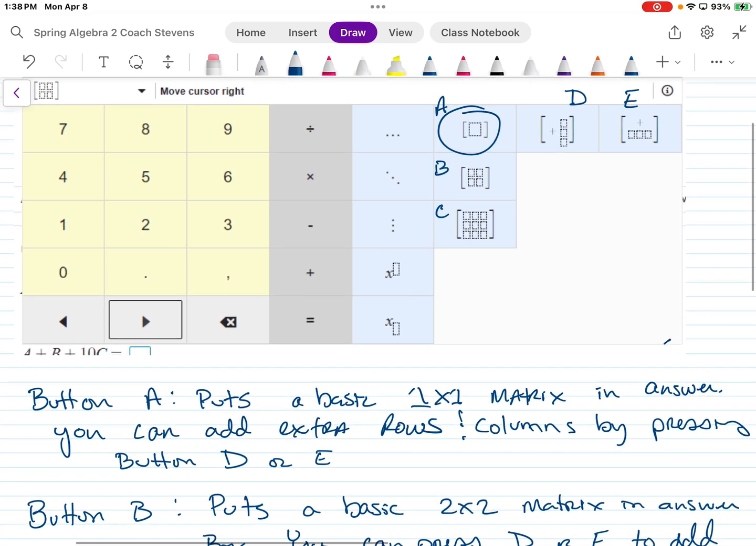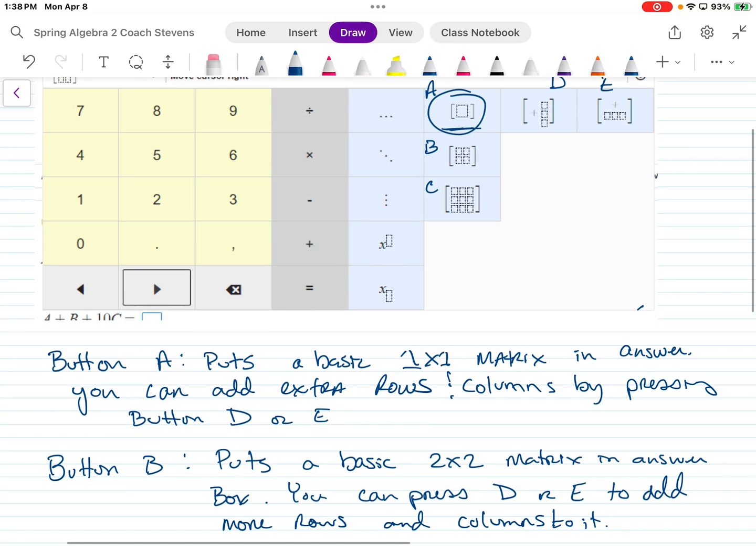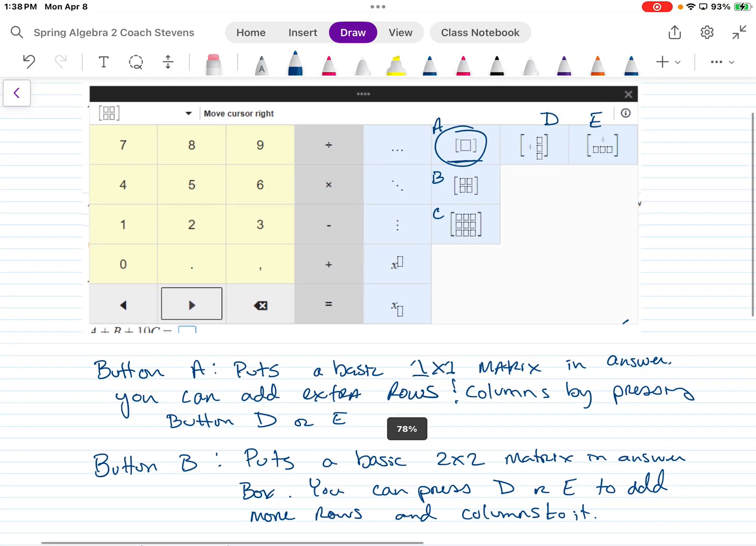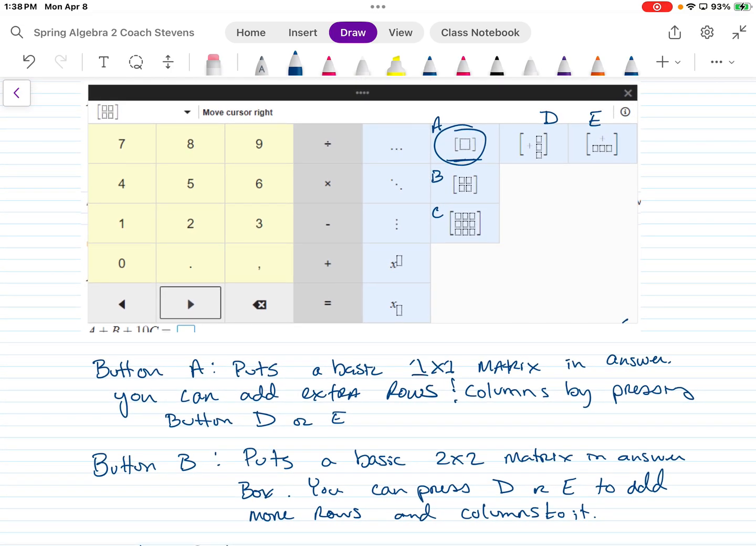So for example, button A, when you press that one in the fill in the blank, it just puts a 1 by 1 matrix on your screen. And then from there, you can add to it. You can add an extra row or an extra column by pressing D and E, and that just adds an extra column or extra row, depending on which one you do. But A, B, and C are basically your basic 1 by 1, 2 by 2, and 3 by 3 matrix, just to give you a template.